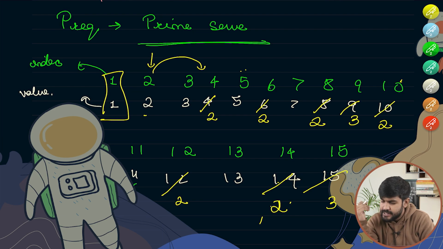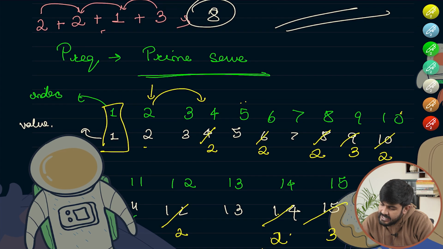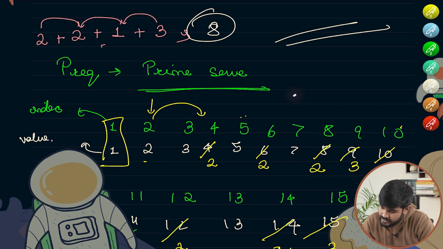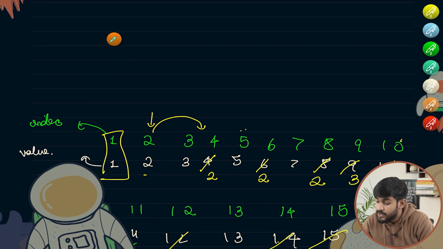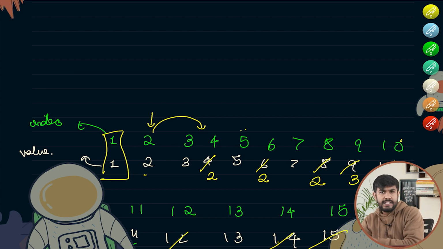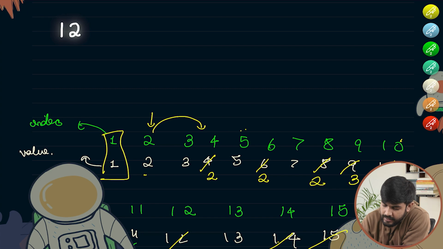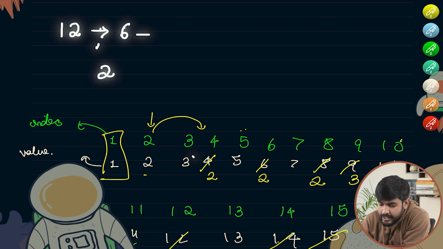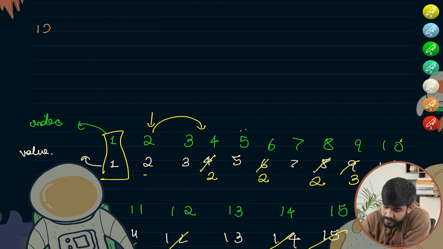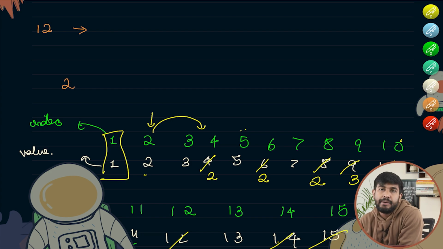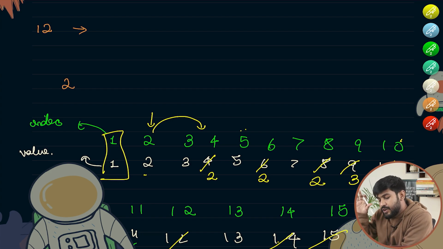You know how? See, for instance, let's say I want to find the prime factorization of 12. Now see how this array would give me the answer. We would go to 12. The value there is 2. So we would keep here 2, and then divide 12 by 2, because whatever value is there, we would divide by it.